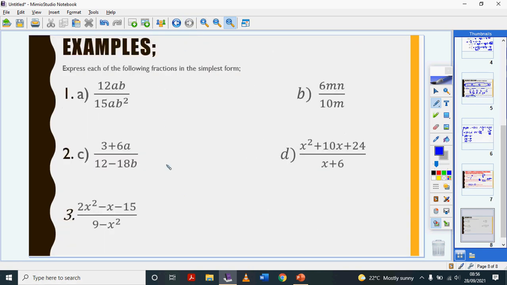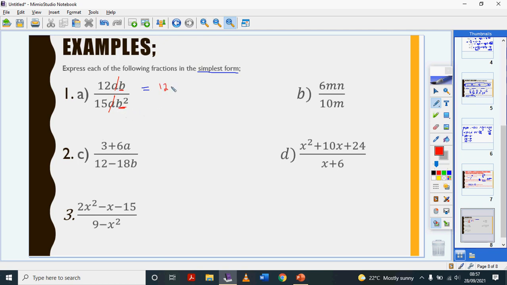Alright, let's look at some examples, then I'll give you some homework on Google Classroom. So these algebraic fractions I'm going to first reduce the numbers because I want to write them in the simplest form. I'll first reduce the numbers, then I'll try to reduce the letters. Or I can even go the other way. If you look at this, A is common here and A is common here. So I can cross out the A. This is B, right? I have one B there and I have two B's here, right?